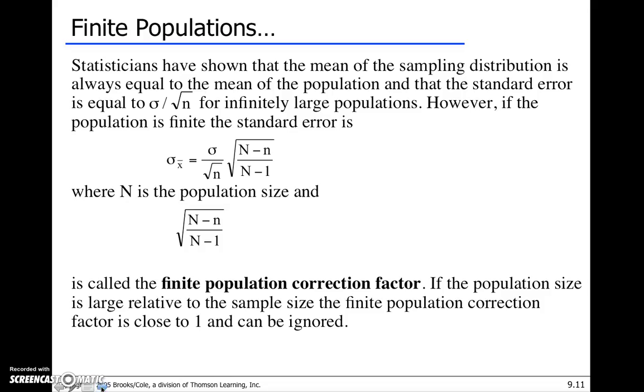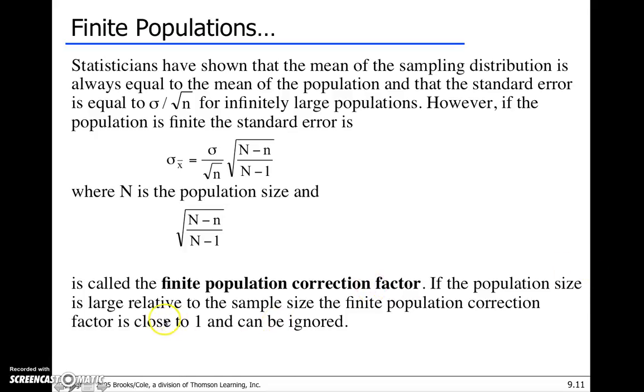Finite populations. This is addressed here, but we haven't been using it in this course. This is just in passing. We've shown that the mean of the sampling distribution is always equal to the mean of the population, and that the standard error is equal to sigma over root n for infinitely large populations. However, if the population is finite, the standard error is given by sigma over root n times the square root of big N minus n over big N minus 1, where big N is the population size. The square root of big N minus n over big N minus 1 is called the finite population correction factor.